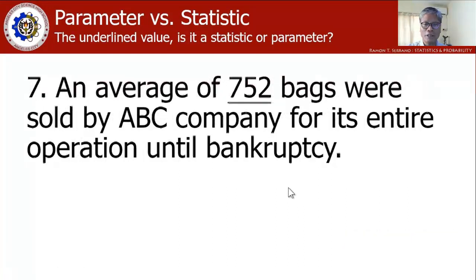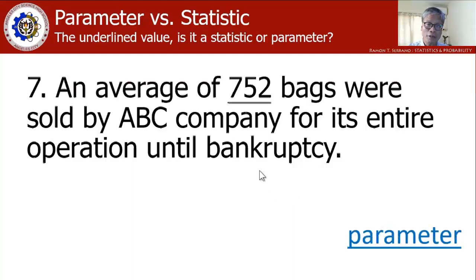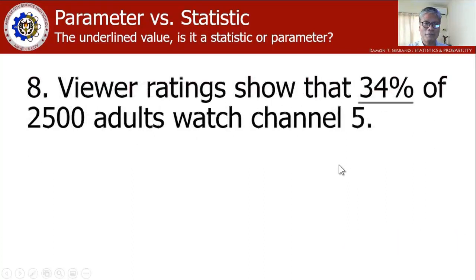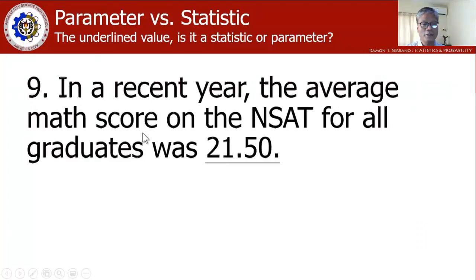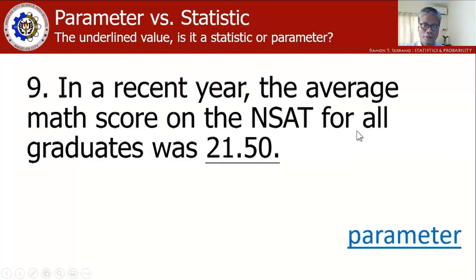Number seven, an average of 752 bags were sold by ABC company for its entire operation until bankruptcy. It's going to be parameter because that's the totality, the entire operation already. Okay, number eight, viewers rating show that 34% of 2,500 adults watch Channel 5. Of course, it's going to be statistics because we only surveyed 2,500 adults. And in number 8, in a recent year, the NSAT for all graduates was 21.5, and therefore it's a parameter because we're talking of all graduates.